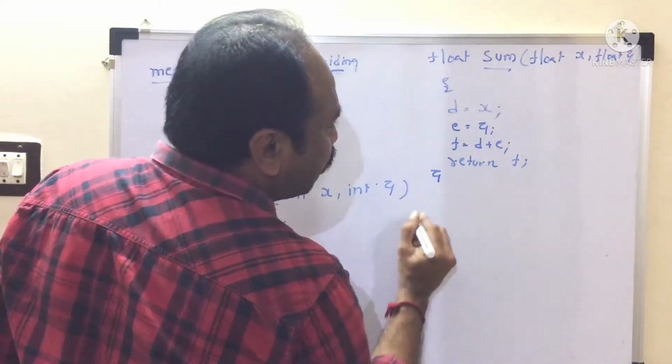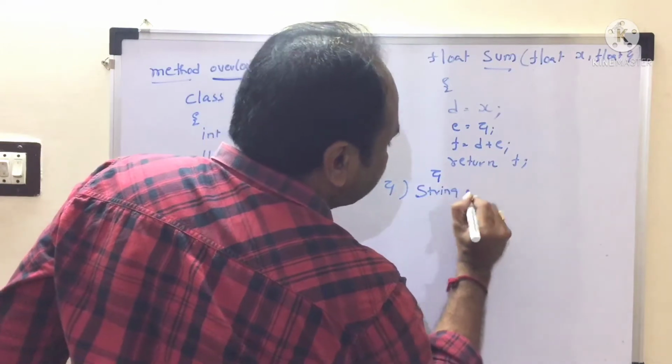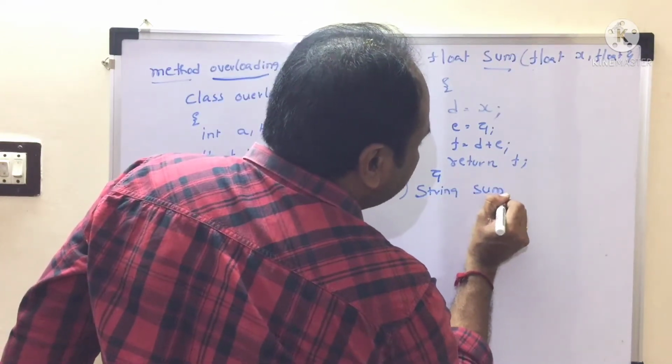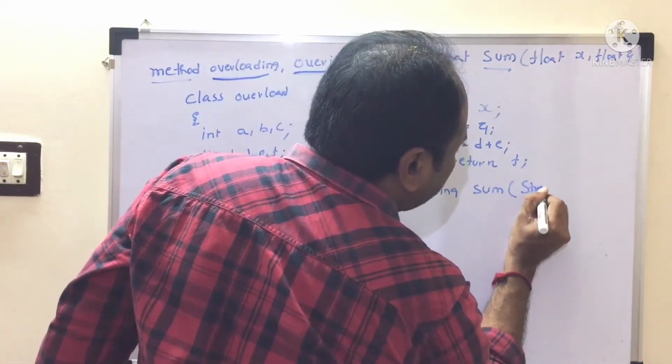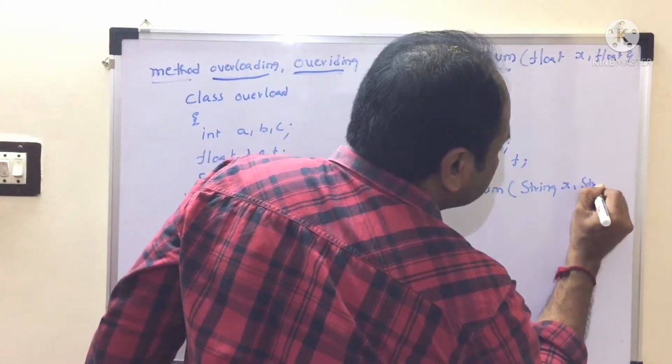Next, I am going to use the same sum method. It is going to return a string value. It is going to use two string parameters, String x comma String y.